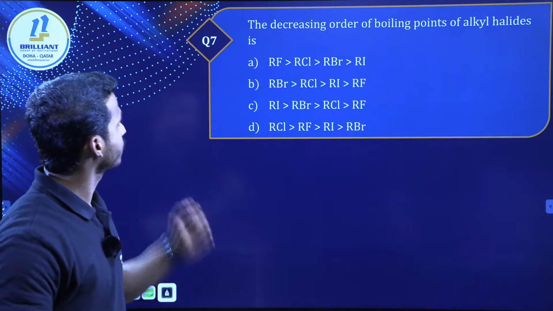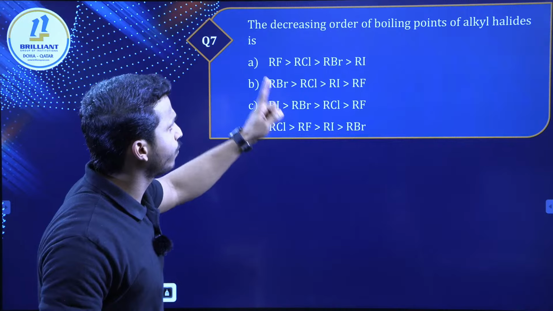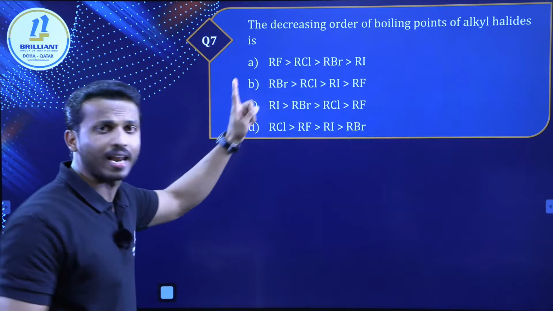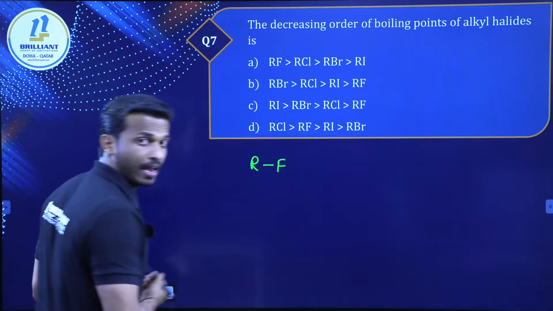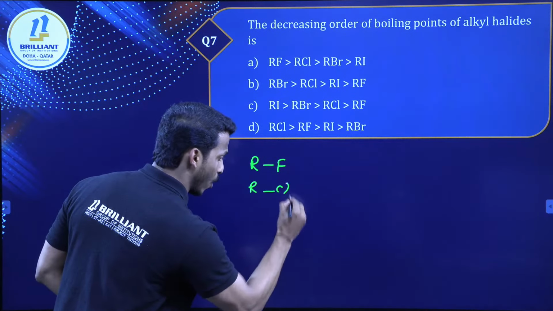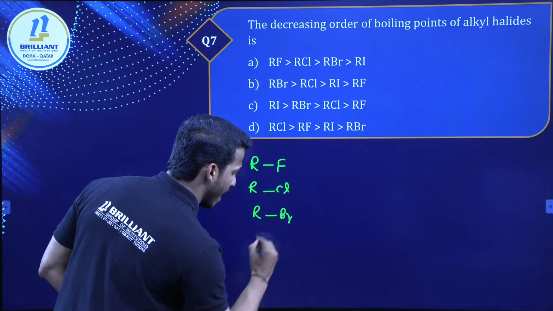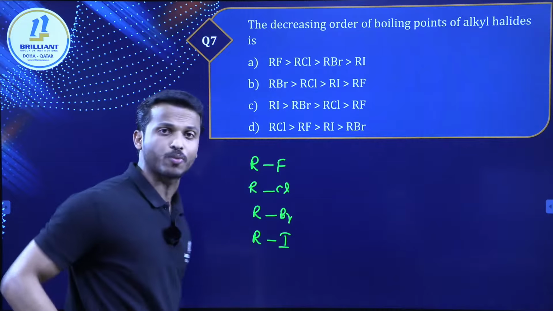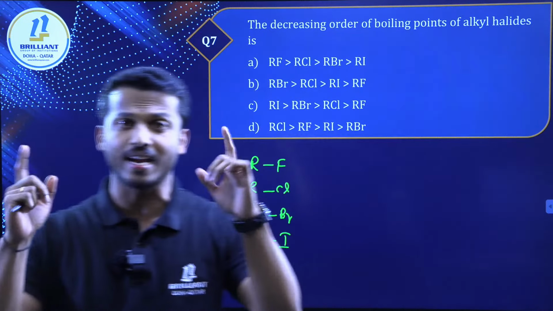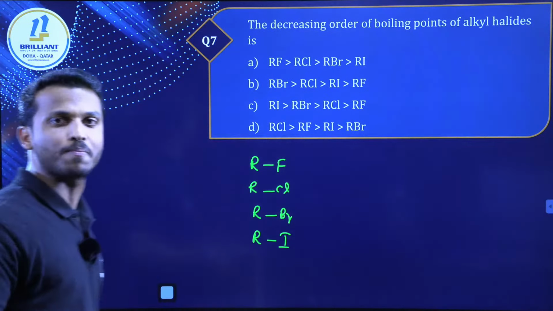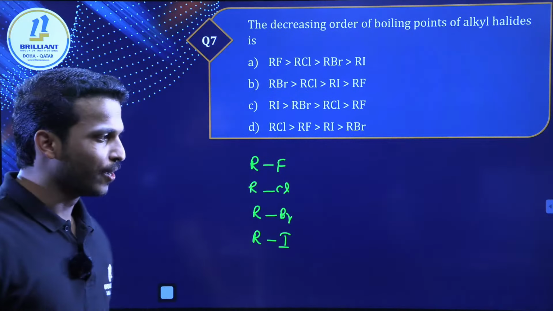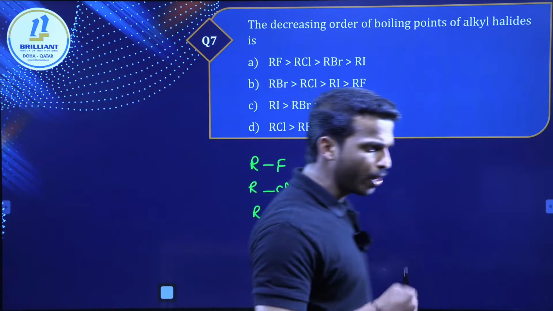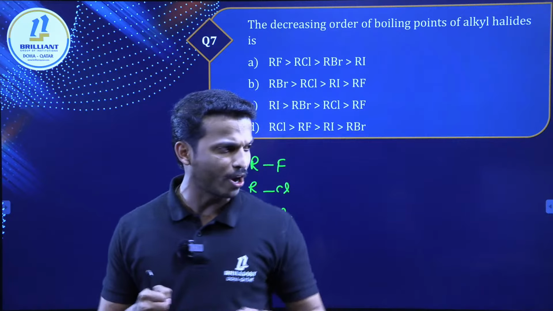Question number 7. The decreasing order of the boiling point of alkyl halides is. What are the alkyl halides, all of you? RF, alkyl fluoride, alkyl chloride, alkyl bromide and alkyl iodide. Among these, which one has the greatest boiling point? Can you say?